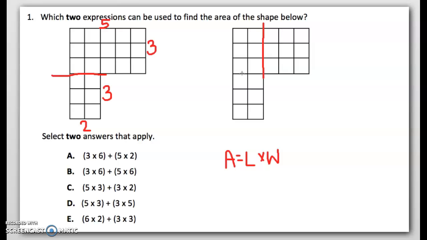And we're going to do the same thing over here. So the length of this long rectangle would be 1, 2, 3, 4, 5, 6. And the width would be 1, 2. Finally, for our final rectangle, the length would be 1, 2, 3. And the width would be 1, 2, 3.